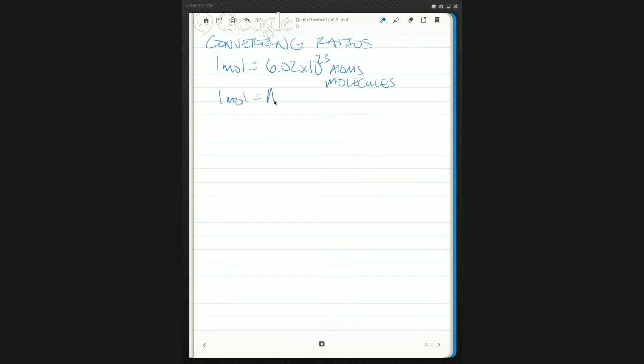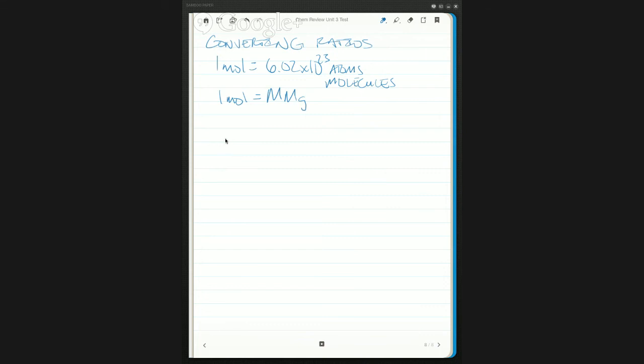All right, the last thing I just want to remind you guys of is converting ratios. The one that's most important and relates to the essential skills is 1 mole equals 6.02 times 10 to the 23rd atoms or molecules, either one, because they're interchangeable for our purposes right now. And the other one is 1 mole equals the molar mass in grams, whatever substance you're looking for.